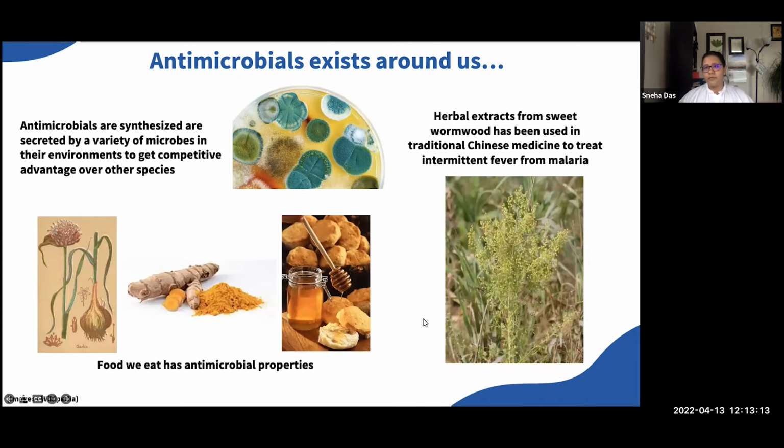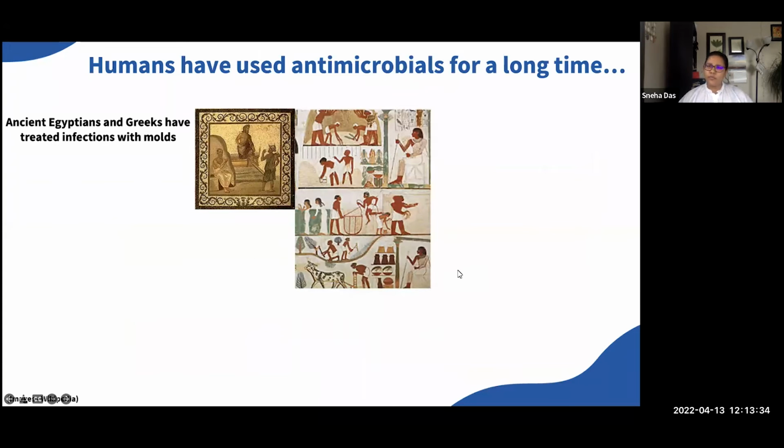And another source of antimicrobials can be plants and herbs. So in Chinese traditional medicine, this herb called sweet wormwood has been used for a long time to treat intermittent fevers, which happen if you have a malaria infection. And we humans have been using antimicrobials without knowing them for a long, long time.